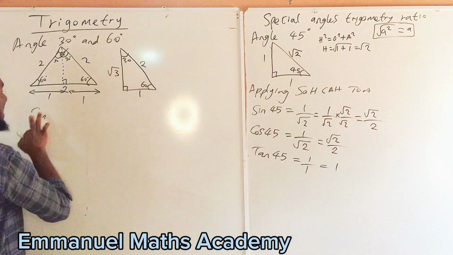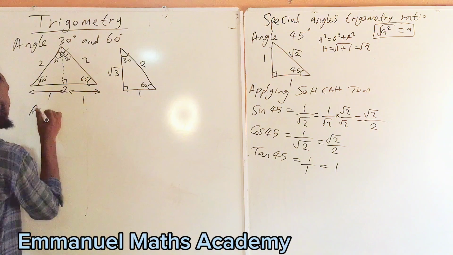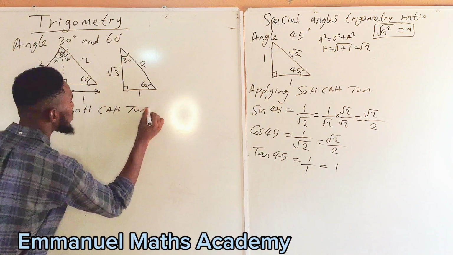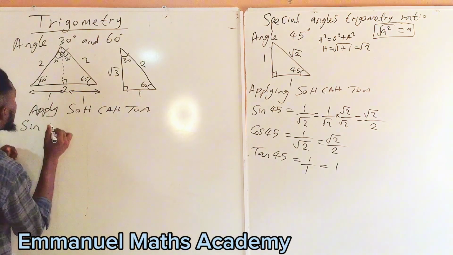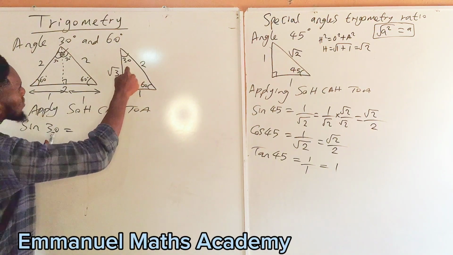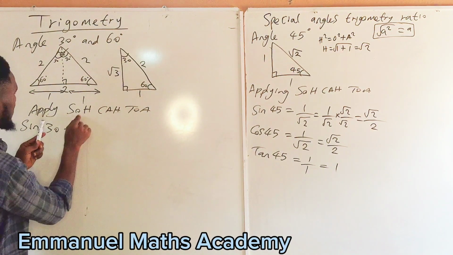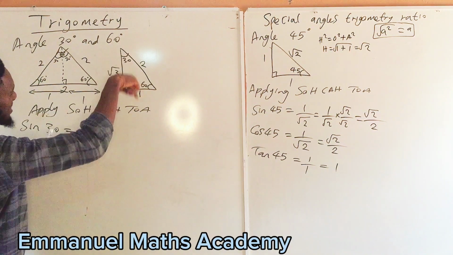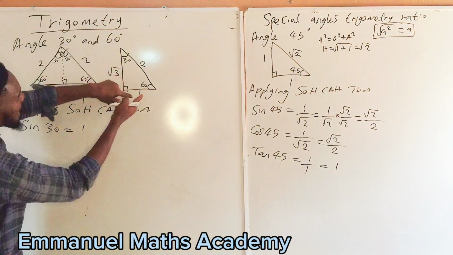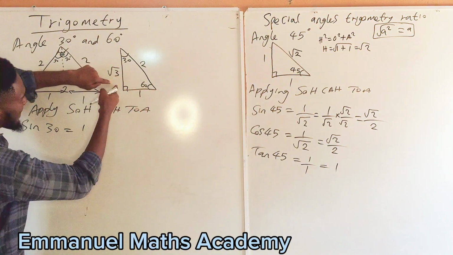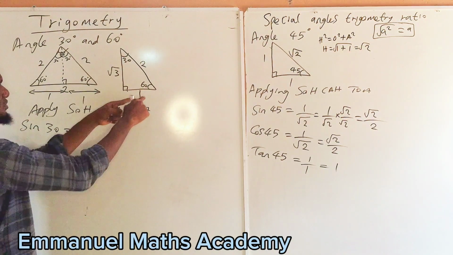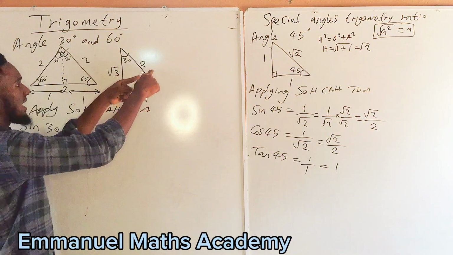Applying this acronym, SOHCAHTOA. Sine 30 is equal to opposite over hypotenuse. Where's our opposite? Our opposite is 1, because this is where the angle is coming from. That means here it will be our opposite, and here should be the adjacent. But if it's angle 60, because the angle is facing this side, here should be the opposite, and here should be the adjacent. Here represents the hypotenuse.